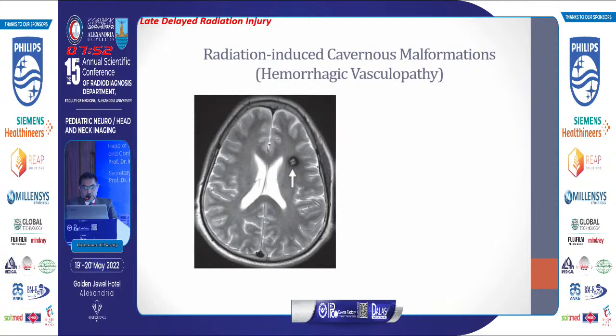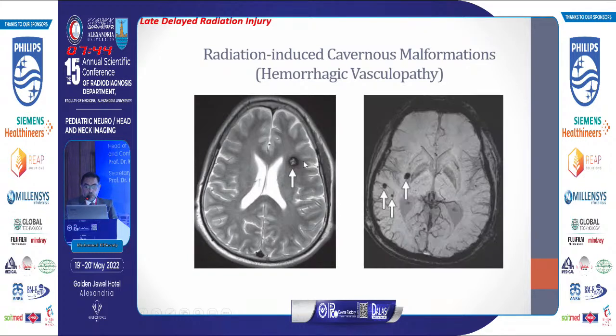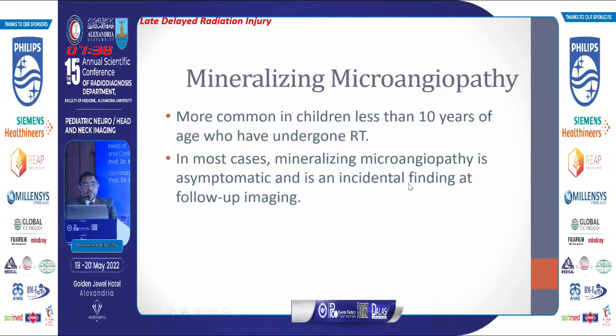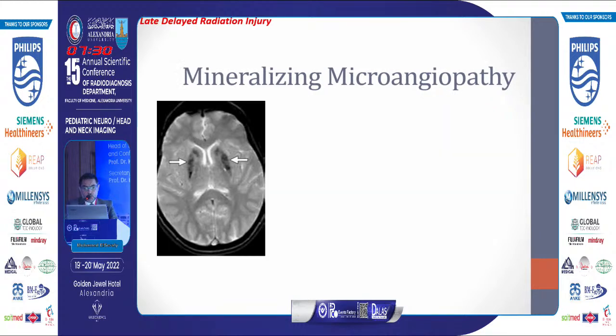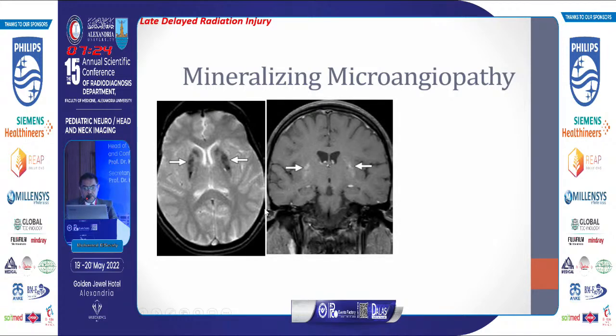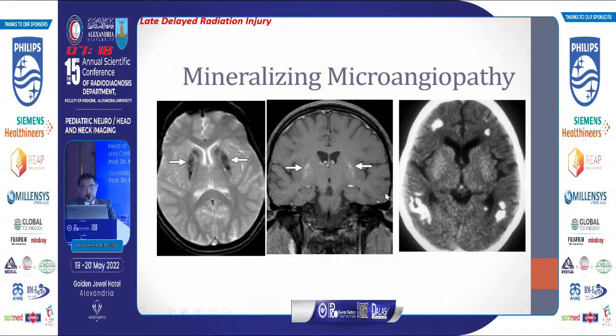Radiation-induced cavernous malformation is shown as cavernomas, with T2 hyperintense signal surrounded by a hemosiderin ring and extensive blooming on SWI. Mineralizing microangiopathy usually occurs in children less than 10 years old, and in most cases it is asymptomatic. It is usually shown as hypointense signal on T2 and gradient images, with subtle hyperintense signal usually affecting the basal ganglia or the subcortical white matter, and on CT it appears as dystrophic calcification, like in this case.